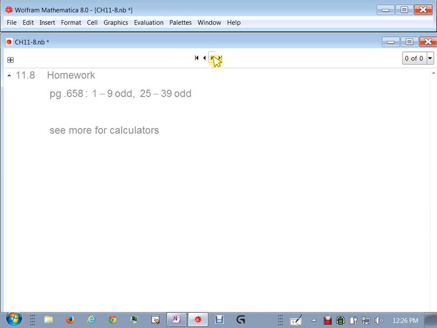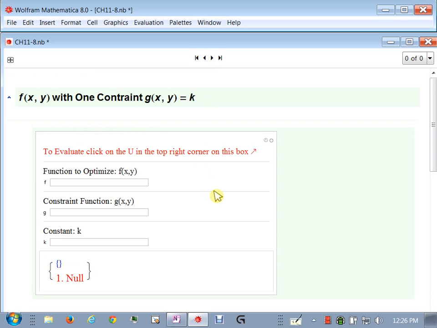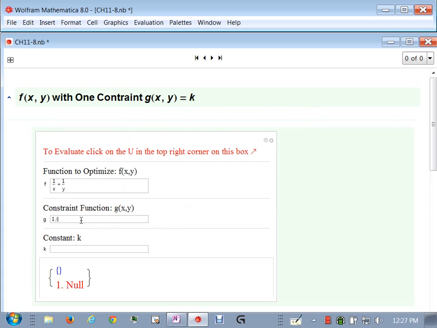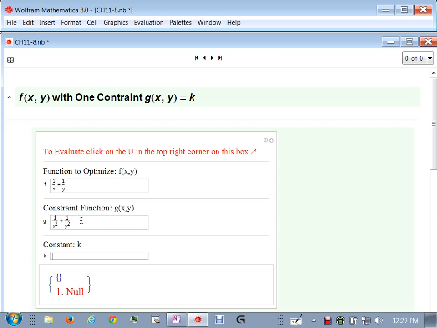What I wanted to show you is that I was kind of tired of doing Lagrange problems because they were so tedious. So I just wrote some code in Mathematica to do it. So like on the problem we just had, the original function was 1 over x plus 1 over y, right? The constraint was 1 over x squared plus 1 over y squared. And it was equal to what? What was our constraint equal to? 1?